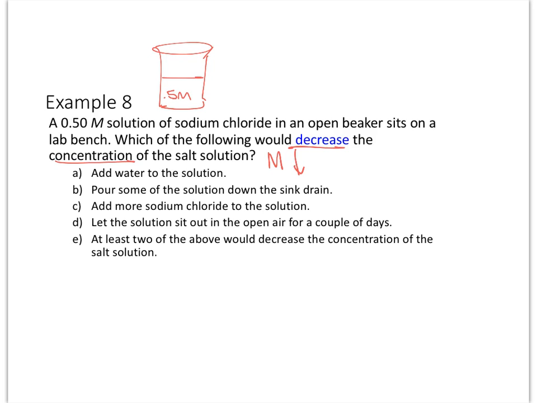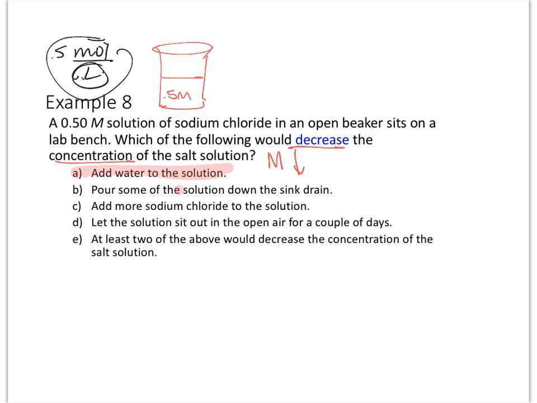Could I add water to the solution to decrease the concentration? Could I pour some solution down the drain? Could I add more sodium chloride? Let the solution sit out in the open air for a couple days, or at least 2 would decrease the concentration of the solution. Well, what I could do to decrease this concentration would be add water. When I add water to the solution, I'm diluting it, so the number of moles of sodium chloride will stay the same, but since the volume of the solution went up, the molarity would go down, right? Because if I have 0.5 moles over liters, and I increase the volume, this higher number, when I redo the division, is going to make my answer smaller.